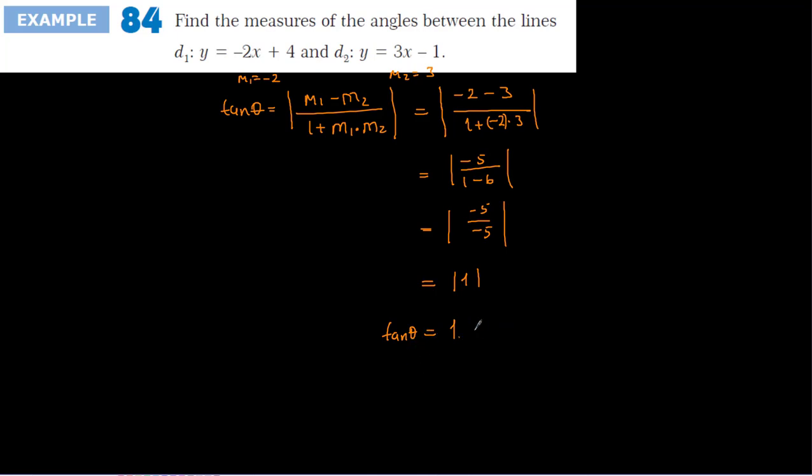Then if tangent theta is equal to 1, we need to remember for which angle the tangent value was 1, and we know that theta should be 45 degrees. Then the angle between them is 45 degrees. But again, I need to remind you that there are two angles between the lines. This is the 45 one, and the other one is 135 degrees. And we remember that tangent 135 is equal to minus 1. But as I mentioned, we are always finding the acute one. Actually, when we find the acute one, we can find the obtuse one at the same time.